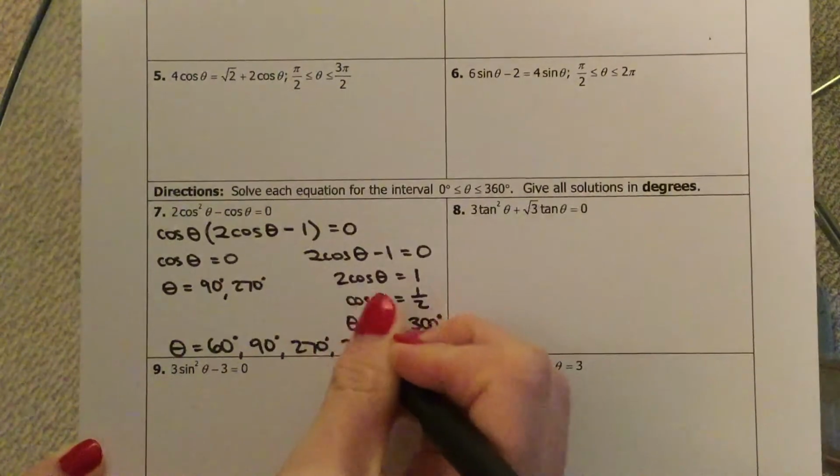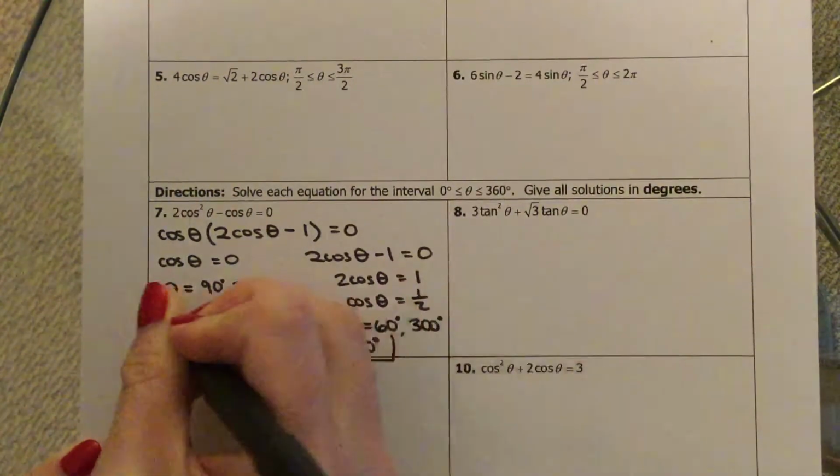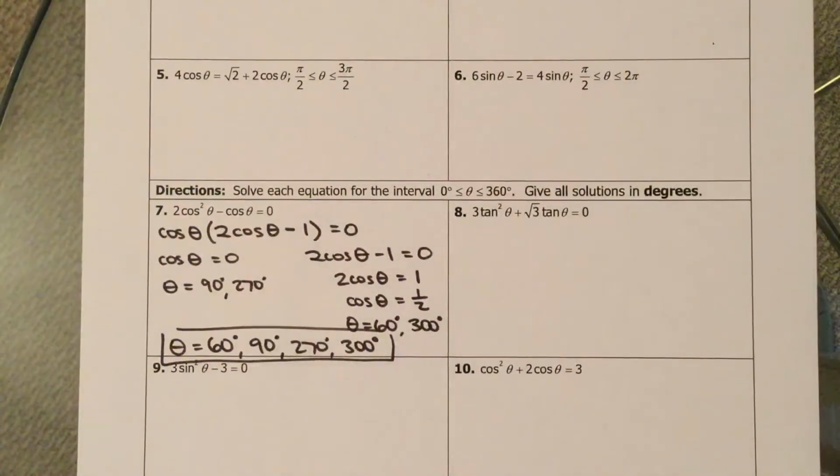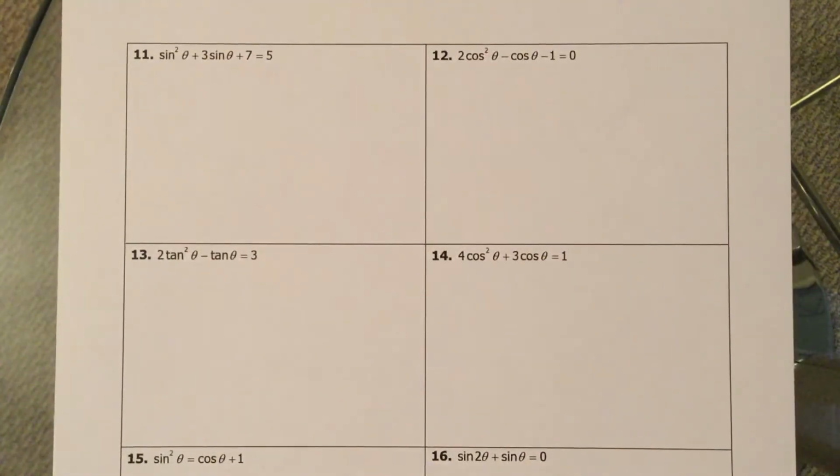So these are all of the degree values that are a solution to this equation. All right, let's look at a couple on the next page. Let's do number 11. This is slightly more traditional factoring, I guess you could say.